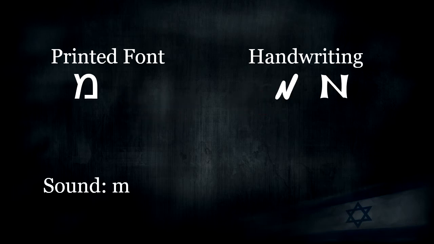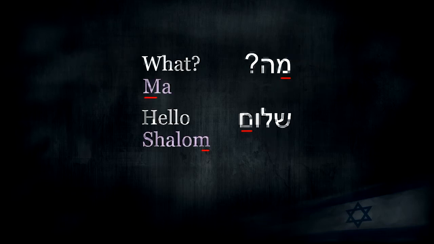Mem. It makes the sound of Ma. At the end of the word, it's written like this. For example, ma, that means what? Shalom, that means hello.